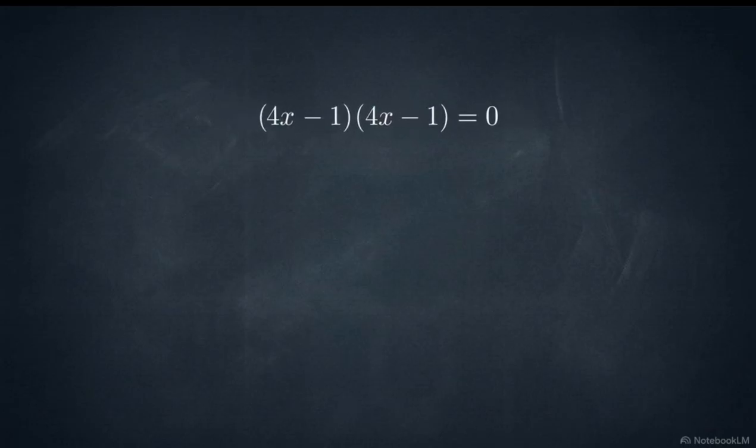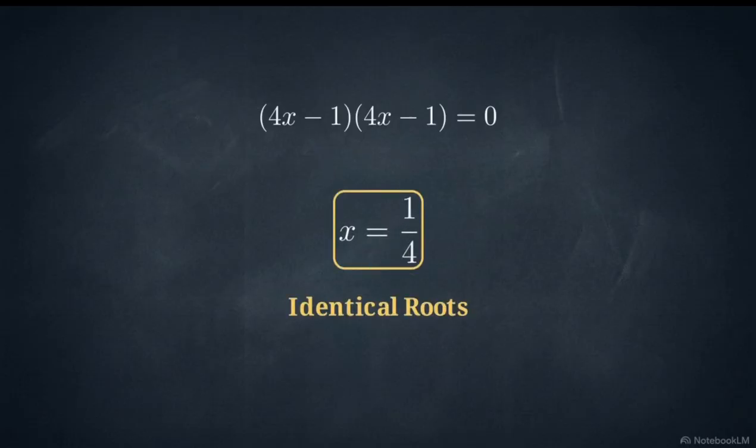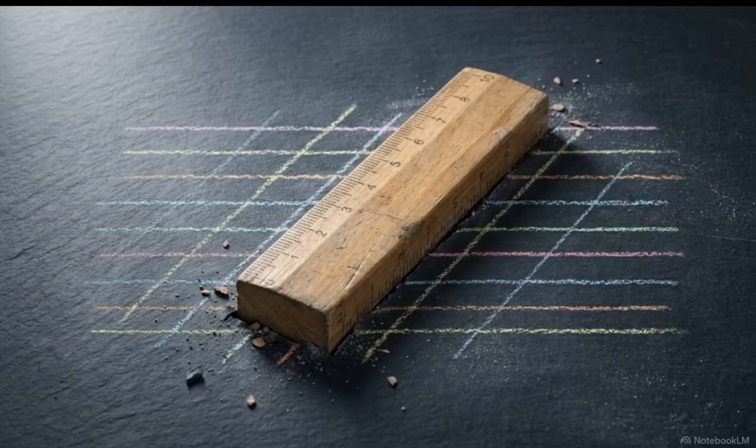After splitting and grouping, we arrive at the brackets 4x minus 1 times 4x minus 1. When we solve for x, both factors yield the same result, x equals 1/4. This confirms that it's possible for a quadratic to have two identical roots. Clearing fractions allows us to treat a seemingly unique problem exactly like a standard one.